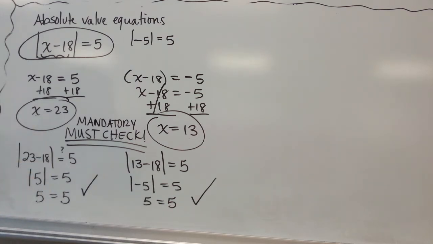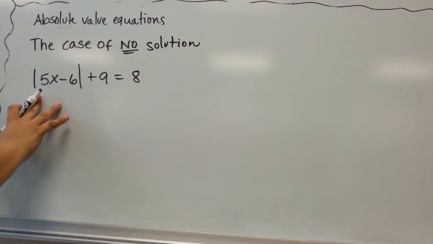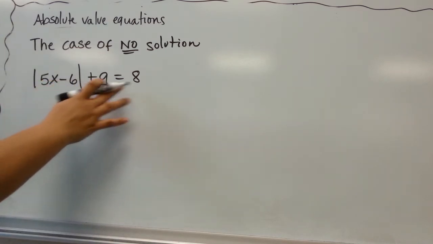So both of them are the answer, 13 and 23. All right, with this example, what we have is the case of no solution, where no solution would be the answer. And so we have the absolute value of 5x minus 6 plus 9 equals 8.